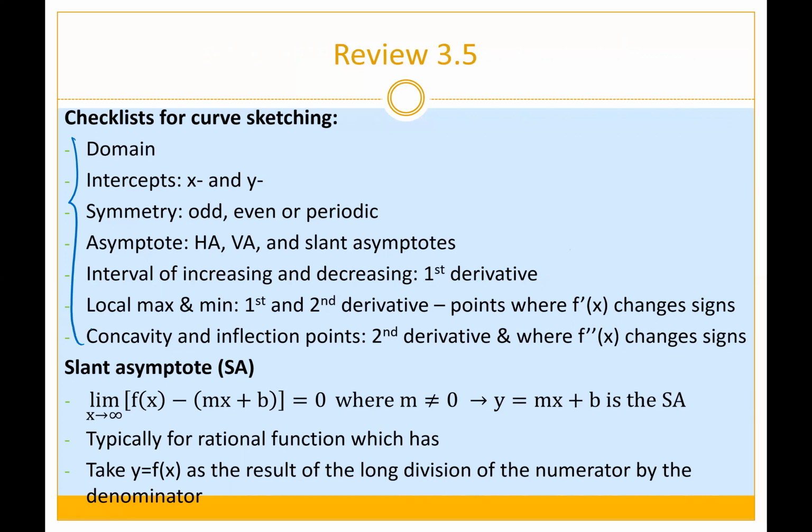Vertical asymptote, horizontal asymptote. The slant asymptote is the new thing in section 3.5, where you learn how to use long division to actually find the slant asymptote. And then you have intervals of increasing and decreasing, which we learn in 3.2 or 3.3 about the first derivative test. And we have local maximum and local minimum using the first derivative test, and also from the finding of the critical values.